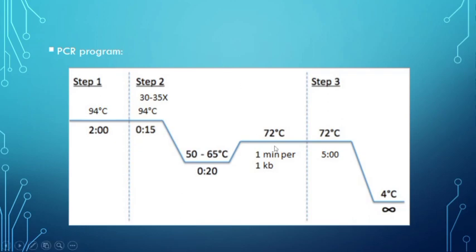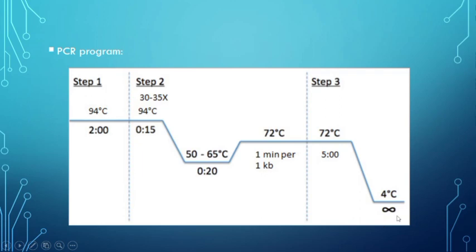And the third one in this step 2 is the extension, where we generally set 1 minute if our PCR product is 1 kilobase pair. If your PCR product will be 1.5 or 2 kilobase pair, then you can extend this time. Okay, in step 3, this is the final extension at 72 degrees centigrade. This is generally done for 5 or 10 minutes. Here your PCR program completes, and finally you can adjust it to 4 degrees centigrade for infinite time.